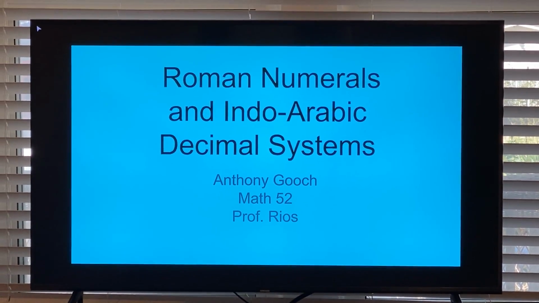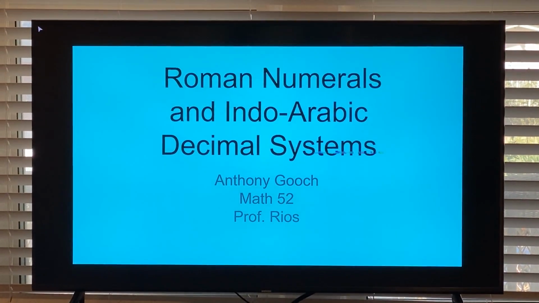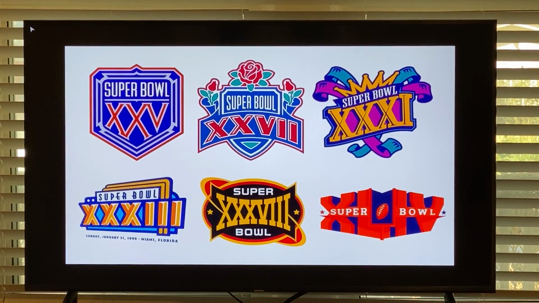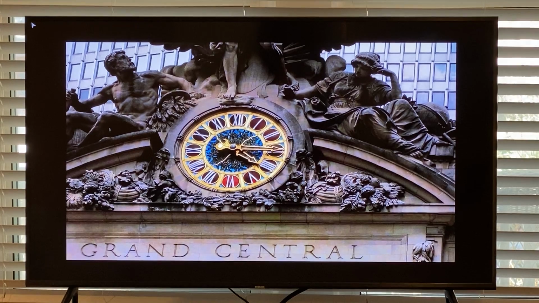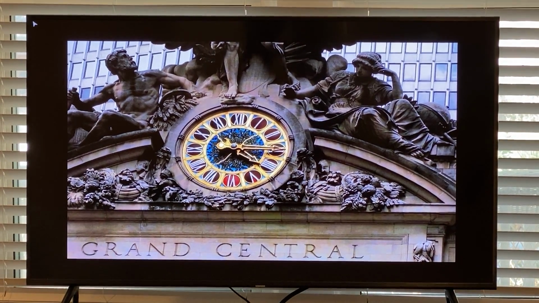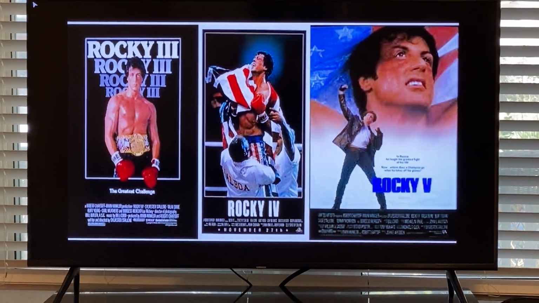Some of you may recognize Roman numerals from some famous things like the Super Bowl, or maybe even from movies and television shows. You have Grand Central Station. And others, you may have some people's favorite movies.